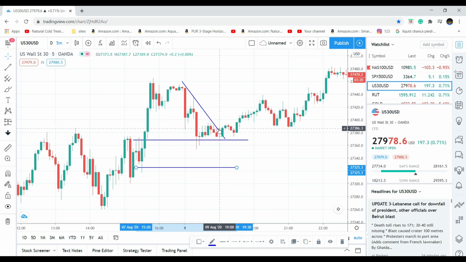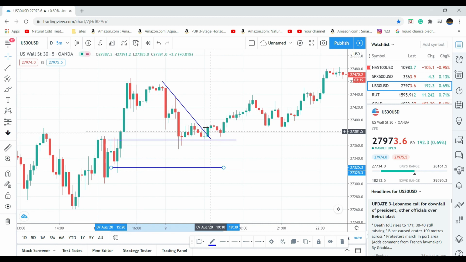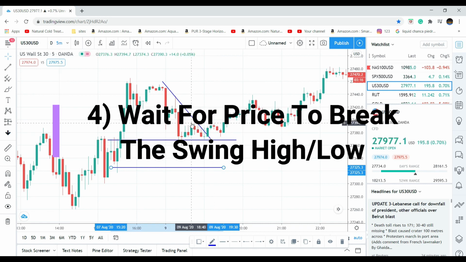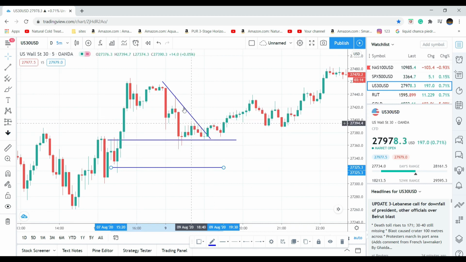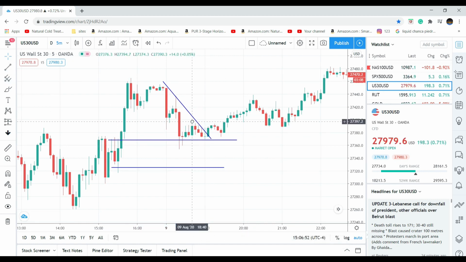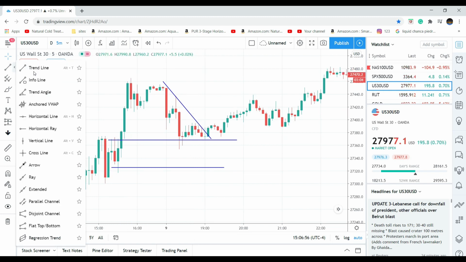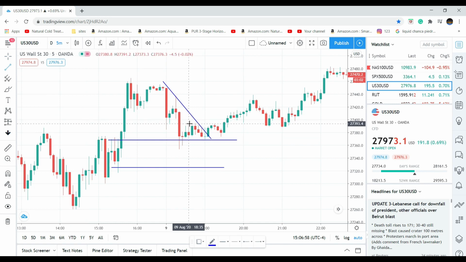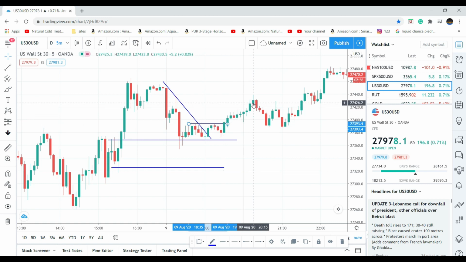The fourth way, guys, is as soon as it breaks this swing high right here. So you notice how price broke this right here, and you're going to wait for it to break this swing high right here, guys. So notice how we have this swing high. Let me draw this once again. So we have this swing high right here, guys. You wait for price to break this swing high, and you're looking for profits.